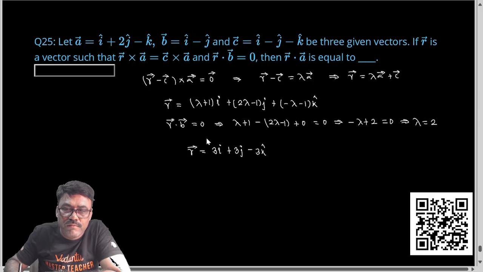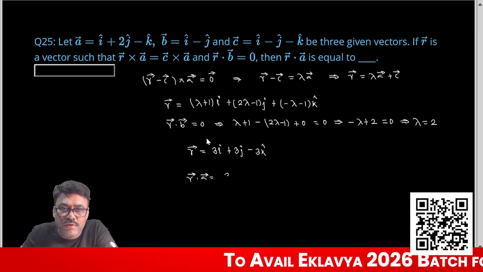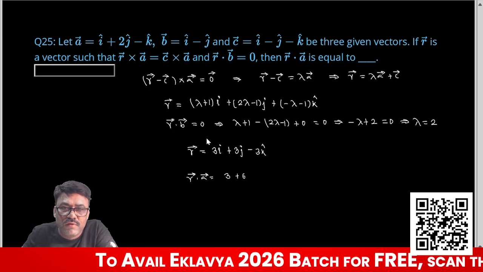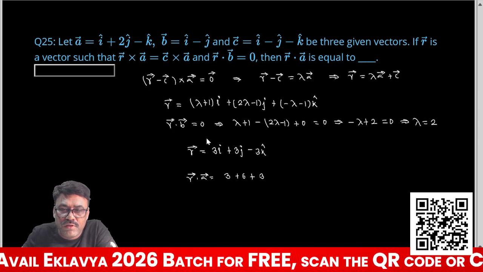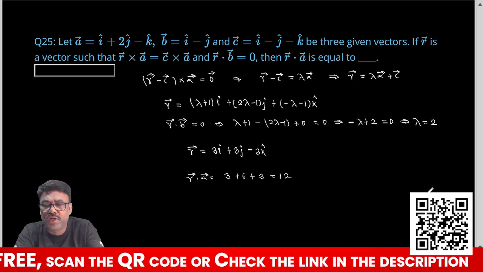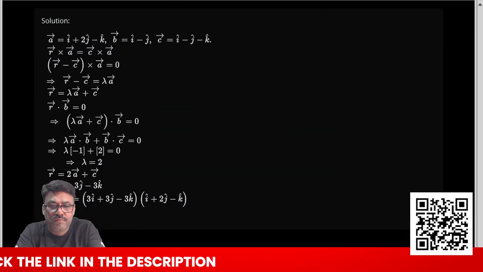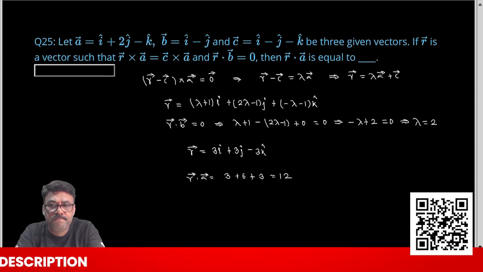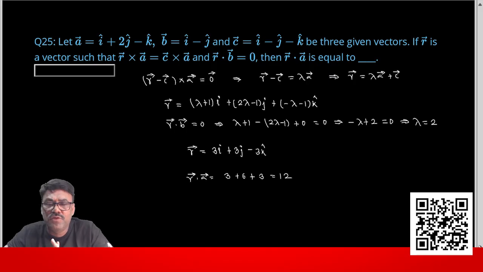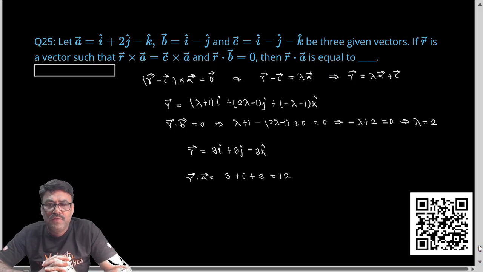Now let's take R dot A. A vector is this. So 1 into 3, 2 into 3 is 6, minus 1 into minus 3 is plus 3. So it is 12. So 12 should be the correct option. Right? Not very difficult, but this is a very high frequency question in JEE Mains. This type of question, I should say.